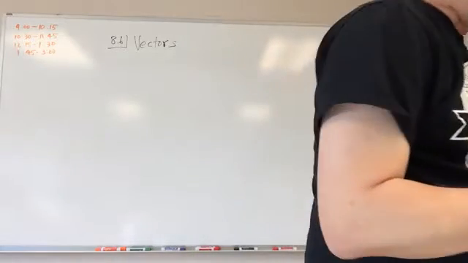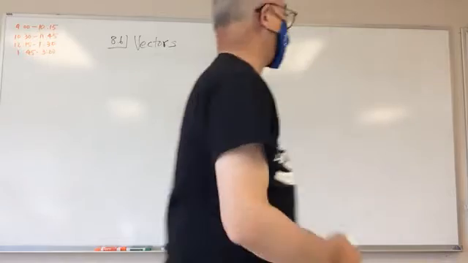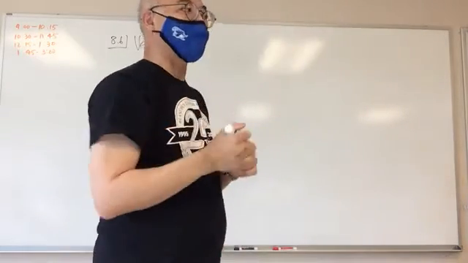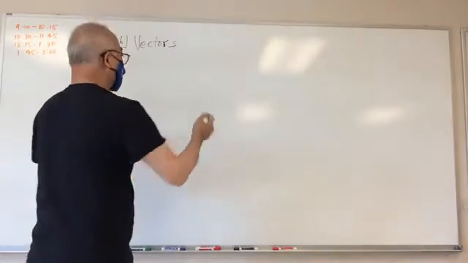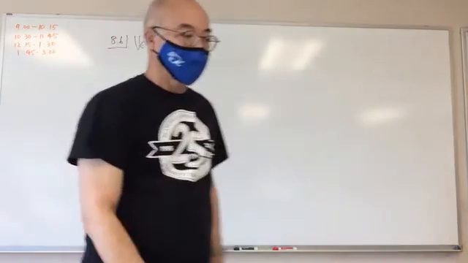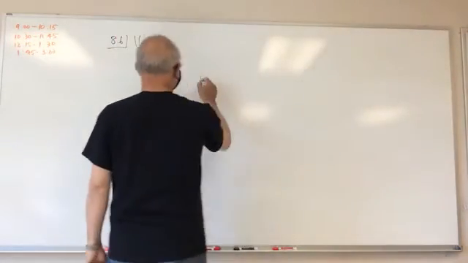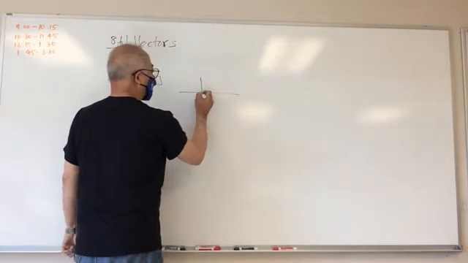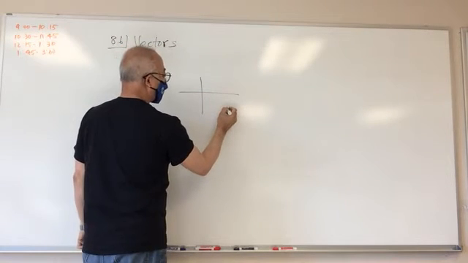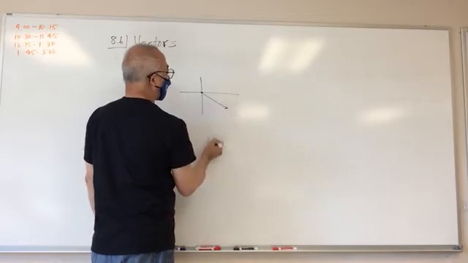Example number 2, finding the magnitude of the vector. So basically the magnitude is the length of that vector, right? It's the length of that vector. So example number 2, 4 and negative 2. So draw the vector 4 and negative 2. So I went 4 and down negative 2. So I start from here, down that way.